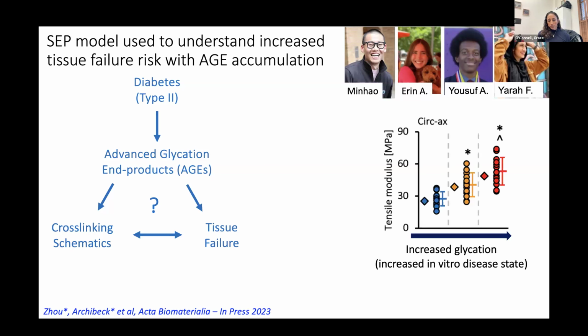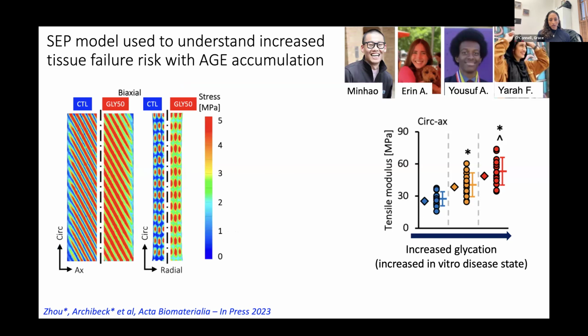So we did this first experimentally. We can increase the glycation by putting the tissue in a high sugar bath. And what we saw was an increase in tensile modulus. Mechanically speaking, this actually seems like a very good thing because you want your tissues to be stronger. So it doesn't really match what clinically we see where there's increased failure of these tissues. And so that's where our model actually came in handy to actually look at what's occurring between the fibers.